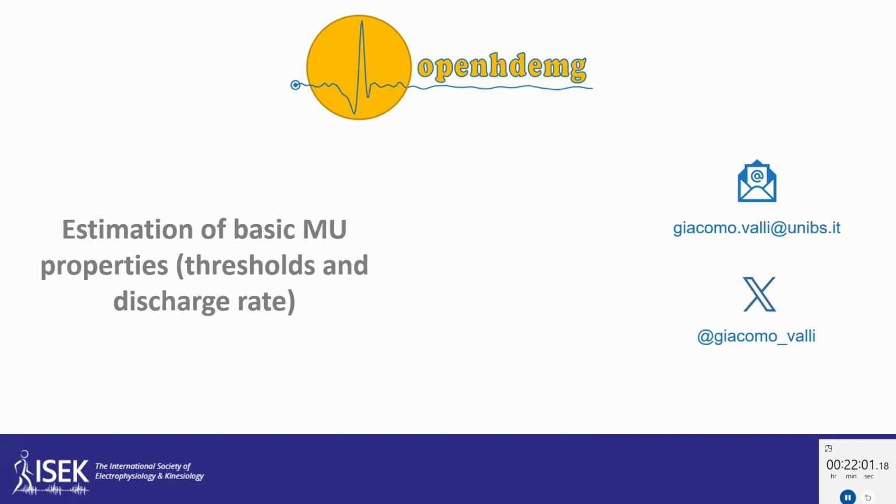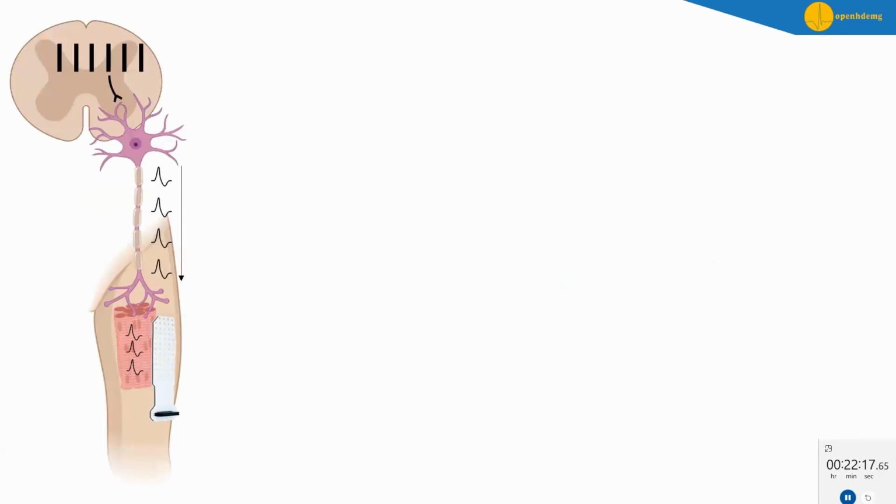I will quickly talk about some basic motor unit properties like thresholds and discharge rate. I will not spend much time on this topic because I think we have much more interesting stuff going on after. But I will introduce some basic concepts that will be necessary for everybody, and I will show you for the first time the code or the structure of the code.